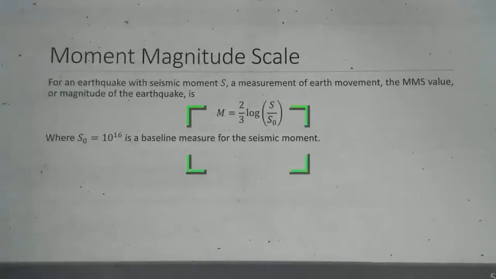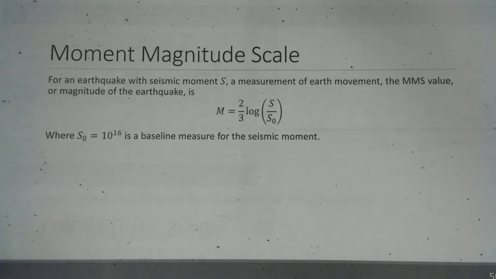The last thing we're going to look at with logarithms and exponentials in this section is the moment magnitude scale. And the moment magnitude scale has a lot to do with earthquakes. So when you hear about like a 6.3 earthquake, we're going to learn about kind of what that means. So for an earthquake with seismic moment S, a measure of Earth movement, the MMS value or magnitude of the earthquake is given by M equals 2/3 times the log of S over S sub 0, where S sub 0 equals 10 to the 16th is a baseline measure for the seismic moment.